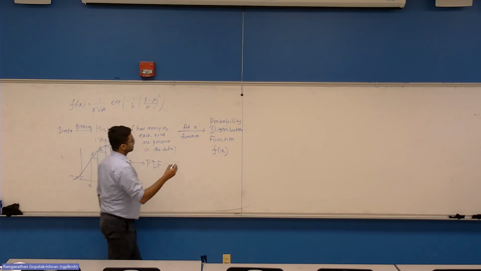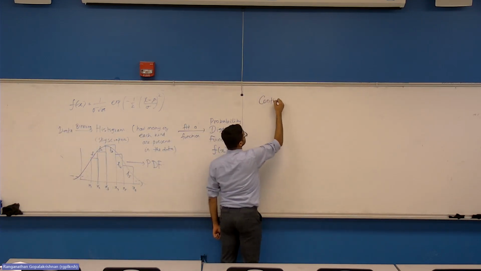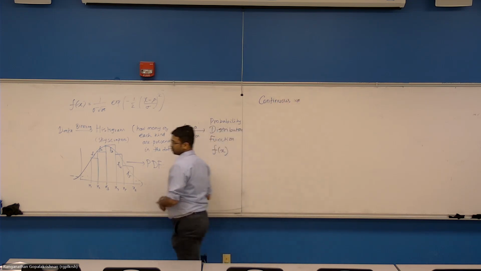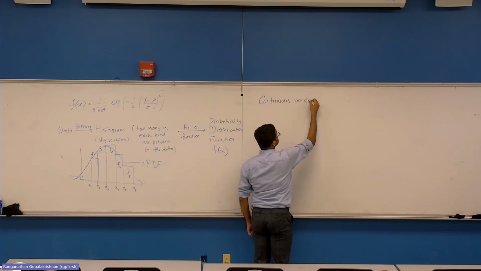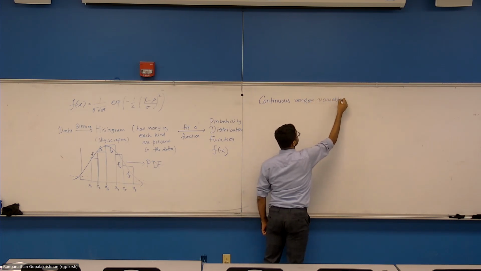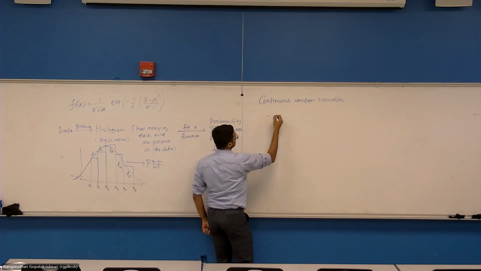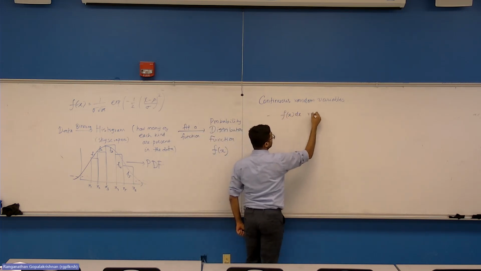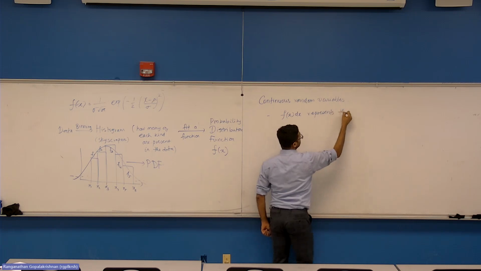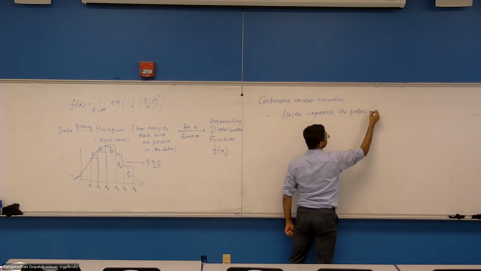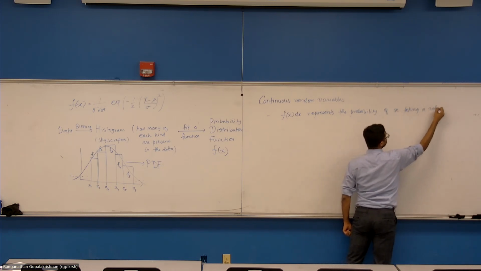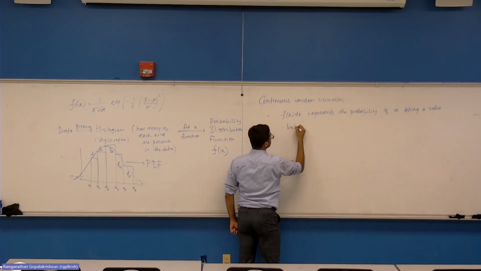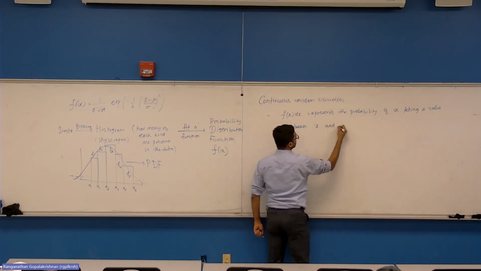As far as continuous random variables are concerned, we have the PDF f of x dx, which represents the probability of x taking a value between x and x plus dx.